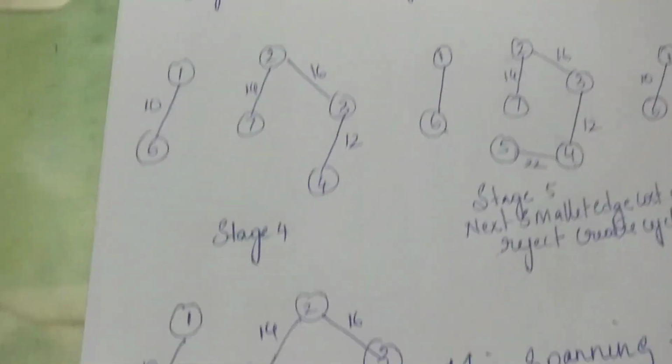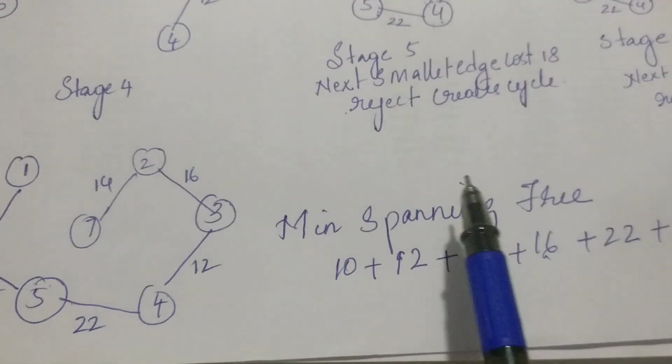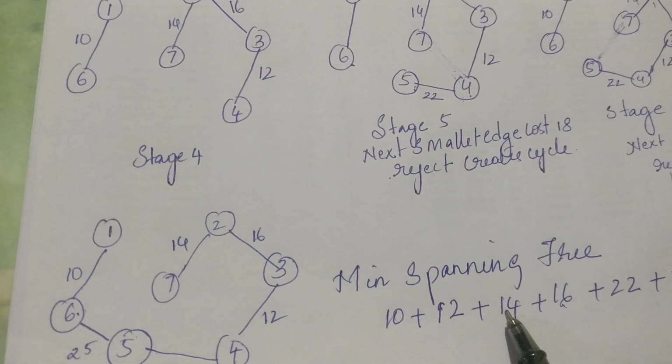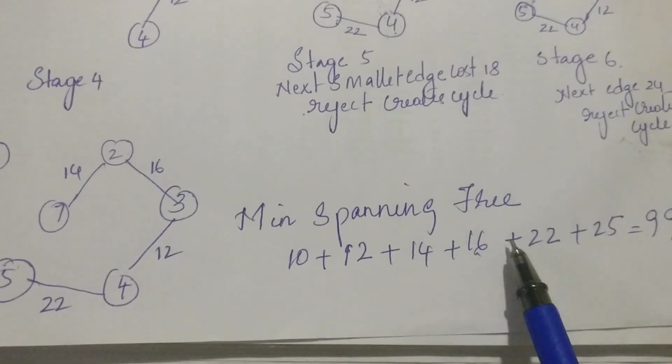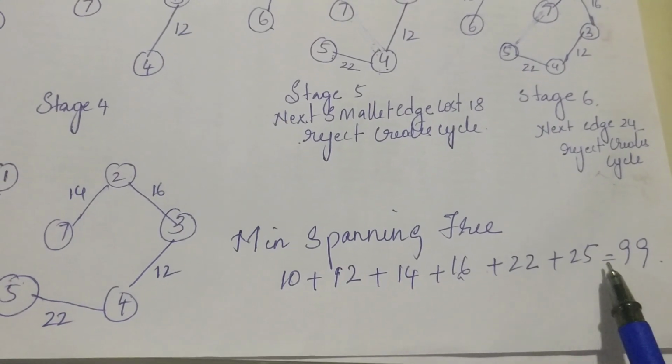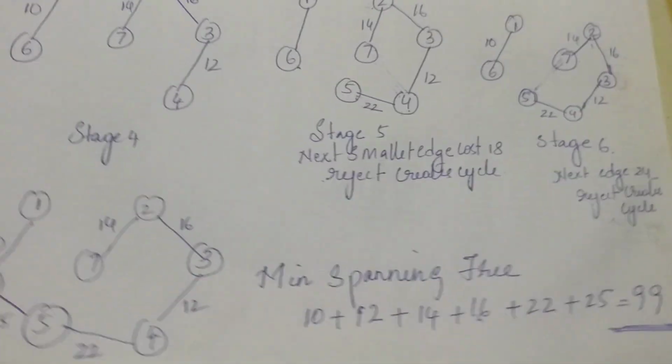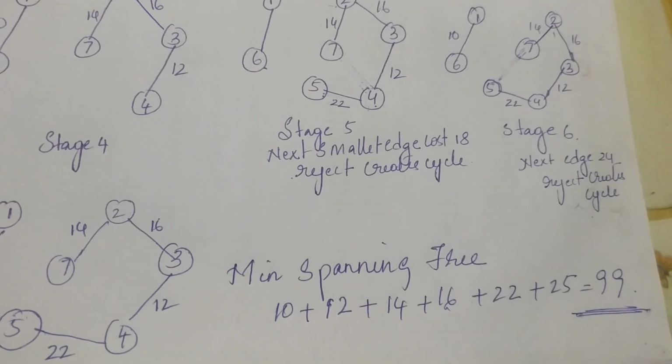Finally, the minimum cost spanning tree is 10 plus 12 plus 14 plus 16 plus 22 plus 25, which is equal to 99. That is the minimum cost spanning tree.